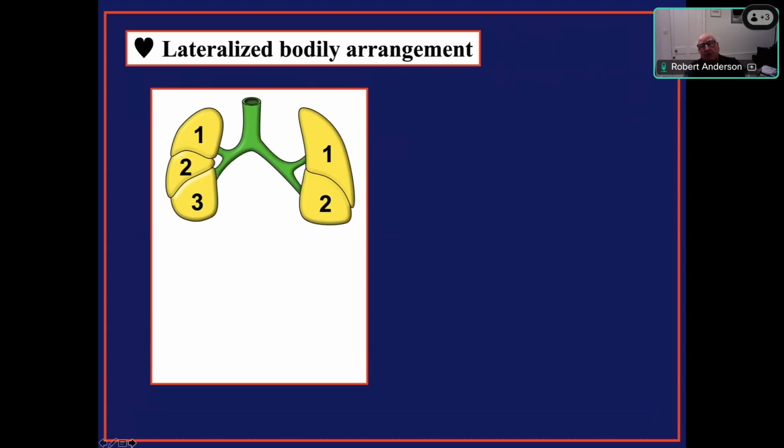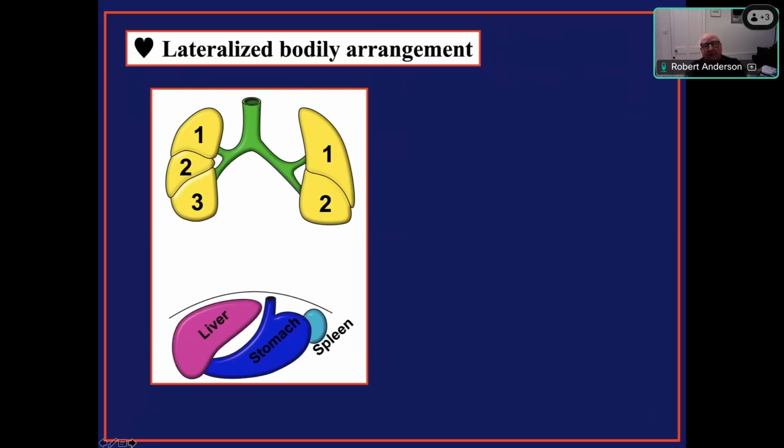Here you see the situation where the right-sided lung is trilobed, fed by a short bronchus. The left-sided lung is bilobed with a long bronchus. The liver is on the right, stomach and spleen are on the left, and the atrial appendages match that. And this is the usual arrangement.